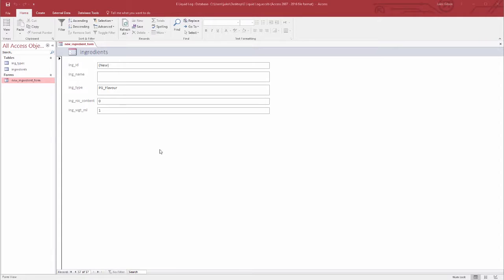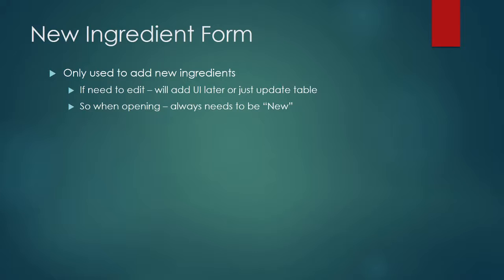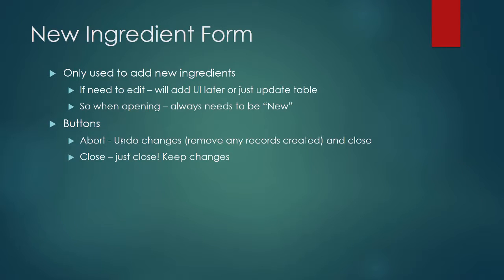Fantastic. So let's have a look at what's on the list of things to do. We need to add some buttons, and we need to add an abort button, which is going to basically go in and if we hit the abort button, it's going to undo everything we've done and close the form.